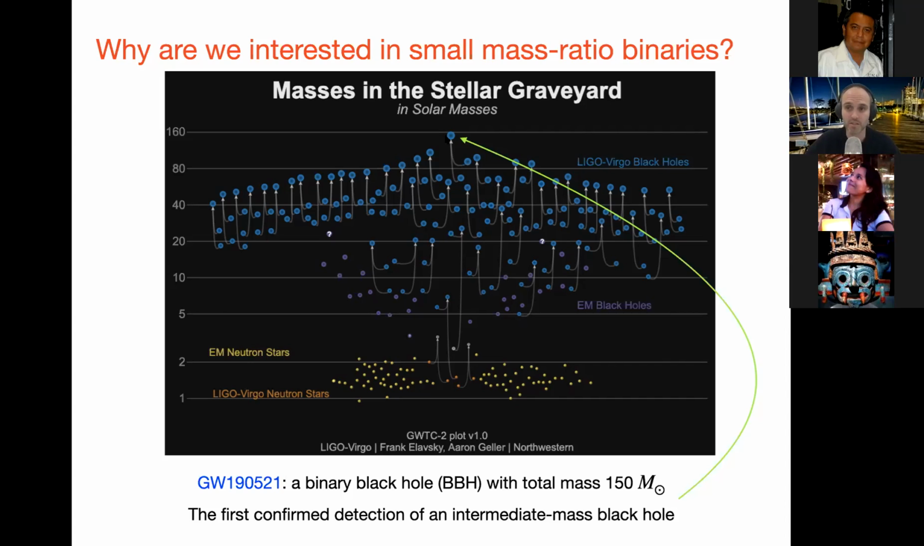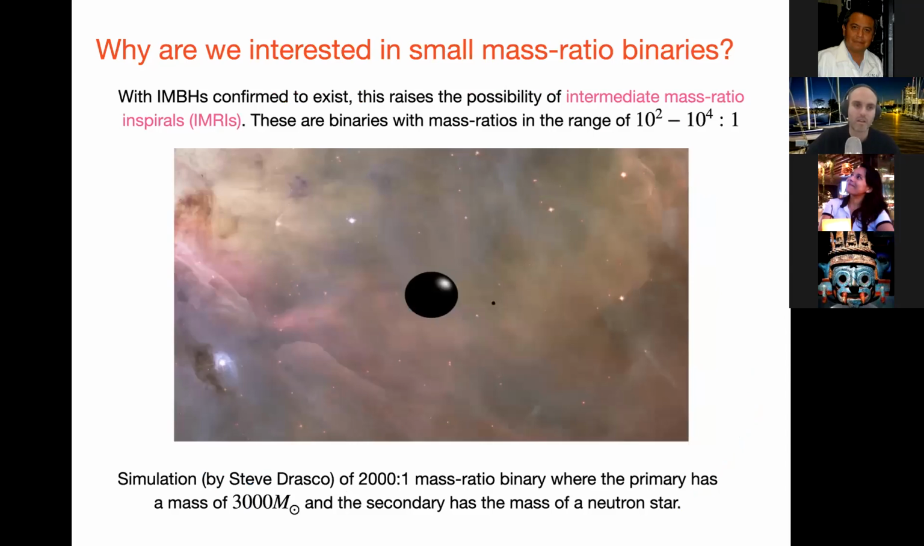And these are very interesting objects. They're actually very hard to detect electromagnetically. And so it's interesting we have a first confirmation that such things exist. Of course, once you can create such a black hole, you can then create binaries with such black holes. And those are also interesting. So with this confirmation that intermediate mass black holes exist, this of course raises the possibility of what are known as intermediate mass ratio inspirals, or IMRIs.